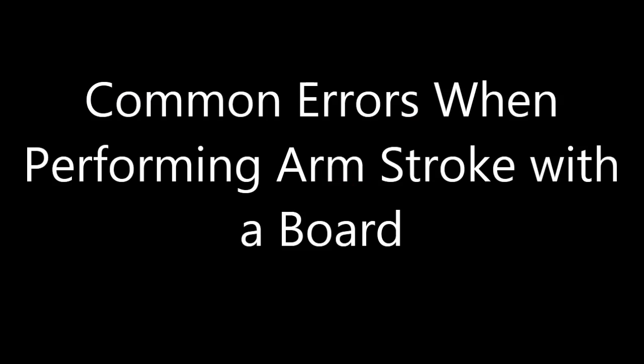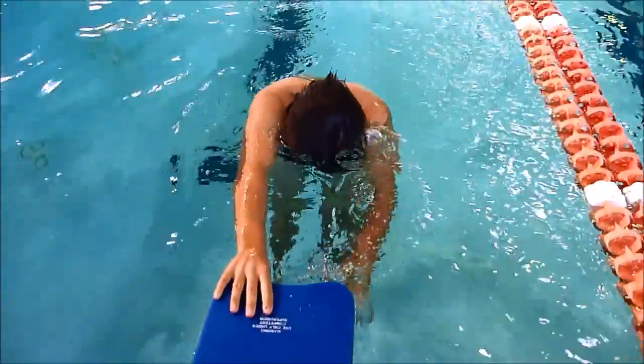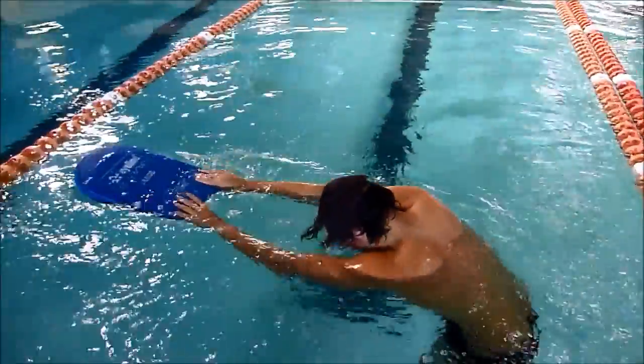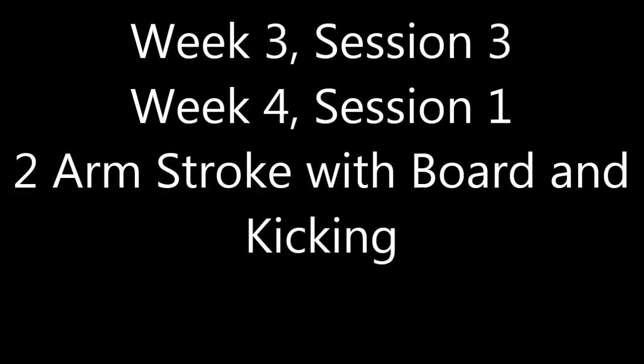Common errors when performing arm stroke with a board. A common error when performing arm stroke with a board is having your arms too straight. This can be altered by making sure your elbow is above the hand at all times. Week 3, Session 3 and Week 4, Session 1, 2, arm stroke with a board and kicking.